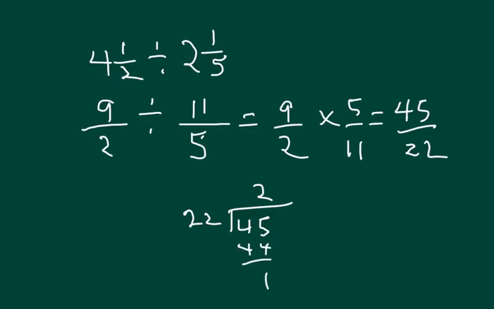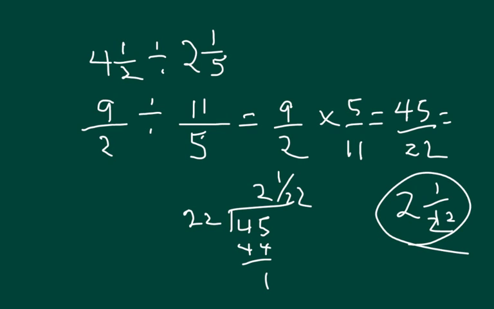And sure enough, 1/22 is lowest terms. So this would be 2 and 1/22. Oops, 22. So that's an example from lesson 90, and just a kind of a quick review. And then we got one more to go through.